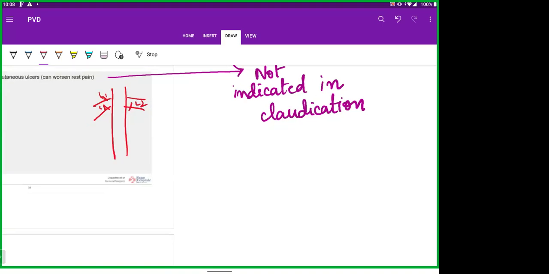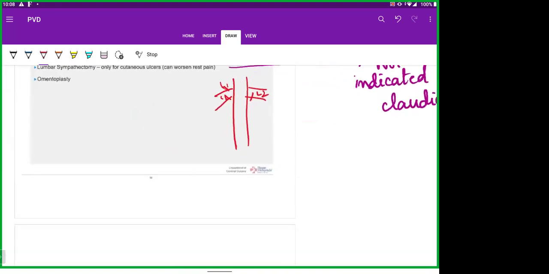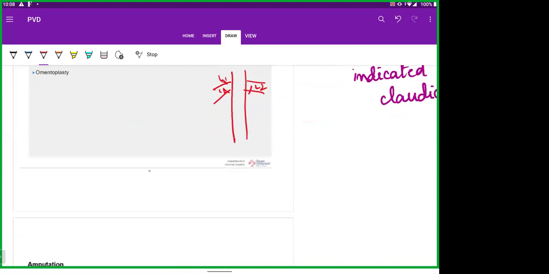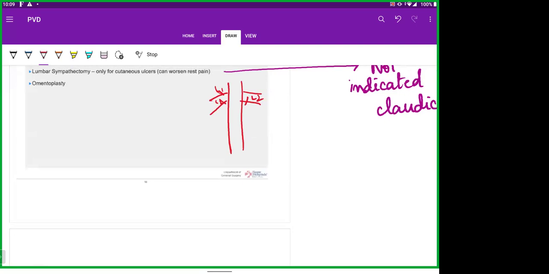For cutaneous flow, you can inject absolute alcohol in the same area, the L1, L2 segment, which will burn off the nerves and give the same effect as a manual removal of the nerve plexus there. I think sympathectomies are given up, so I don't think you need to mention them. Hopefully, no examiner will ask about it.